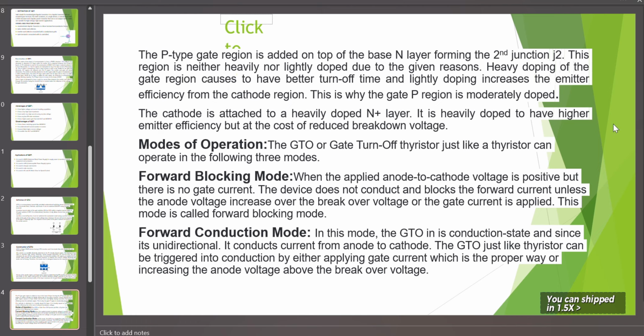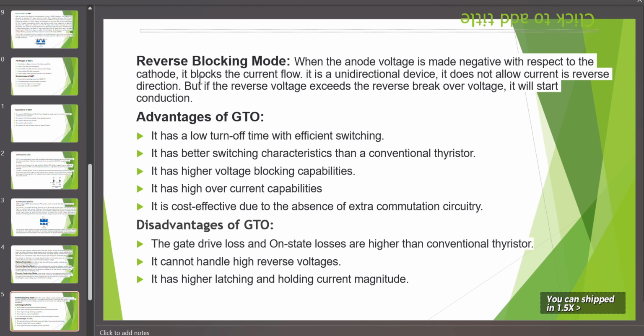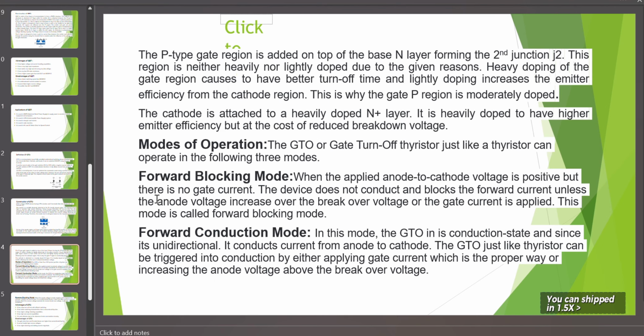Okay, এবার এই জিটিওর modes of GTO: forward blocking mode, forward conduction mode, and reverse blocking mode. So first of all, আমরা জানবো forward blocking mode. What is forward blocking mode? মানে when the applied anode to cathode voltage is positive, but there is no gate current, the device does not conduct. এই সময় ডিভাইস অফ কন্ডিশনে থাকে and blocks the forward current unless the anode voltage increases over the breakover voltage, or the gate current is applied, যখন গেট কারেন্ট অ্যাপ্লাই করা হয়। This mode is called forward blocking mode.